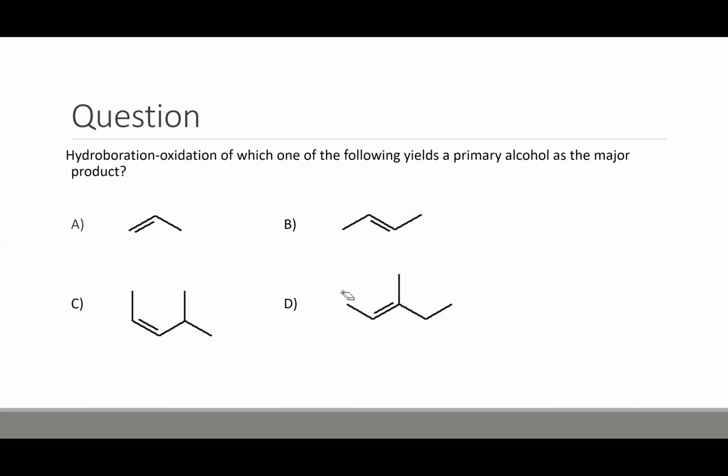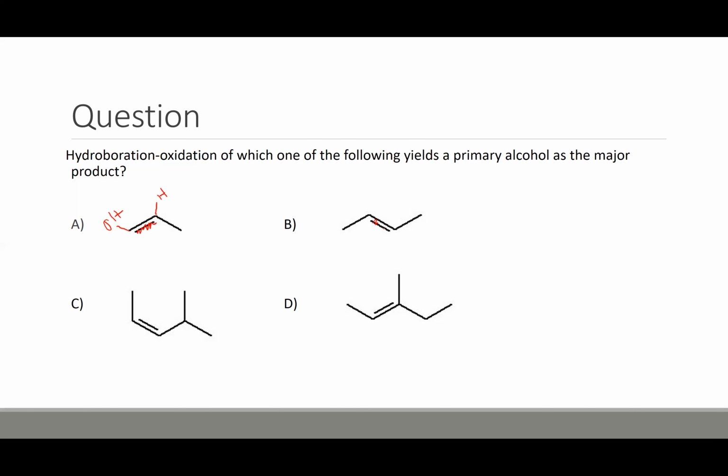So if you were to do a hydroboration oxidation of one of these, which would yield a primary alcohol as a major product? Now remember, hydroboration oxidation is going to put the OH group on the least substituted position in this case. So let's just think about opening up these double bonds. I'm just going to draw where that OH would end up if we were to do a hydroboration. So here, this double bond would break, adding an OH here on the less substituted side and a hydrogen here.